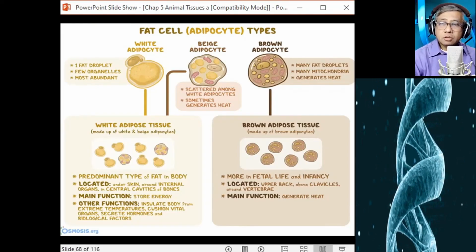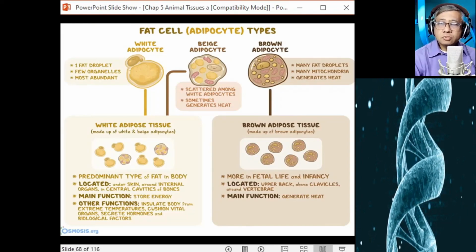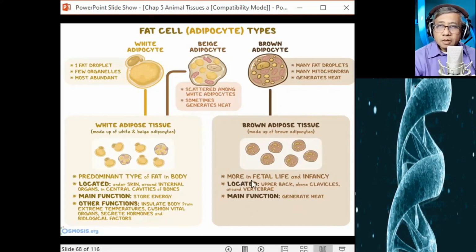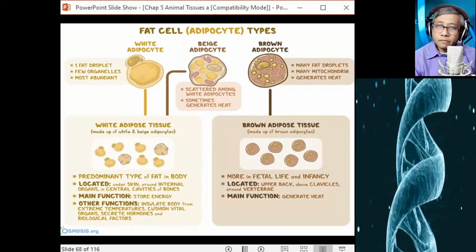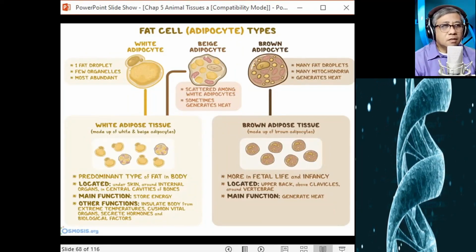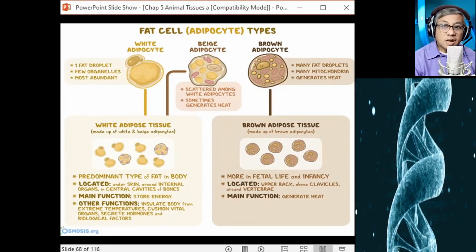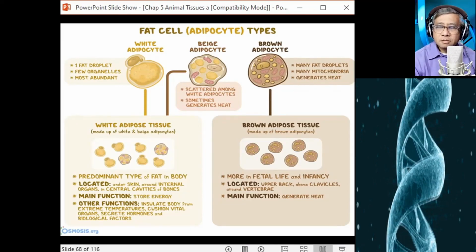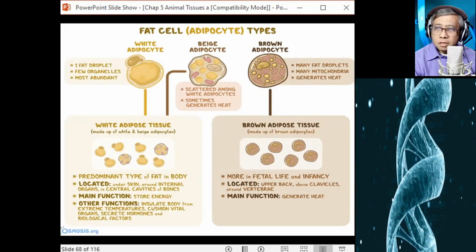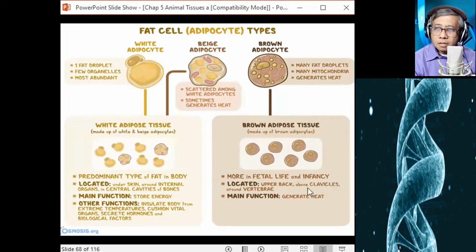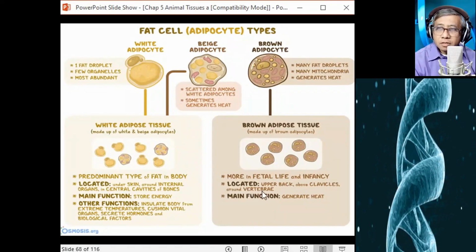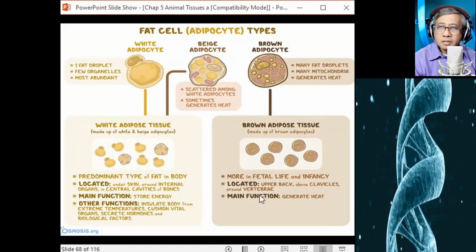Alright, as to the location of this brown adipose tissue or brown adipocyte, they are more abundant in the fetus, in fetal life and infancy. So you will see this in newborns, because they need the generation of body heat. They are located in the upper back, clavicles, and also the vertebrae.